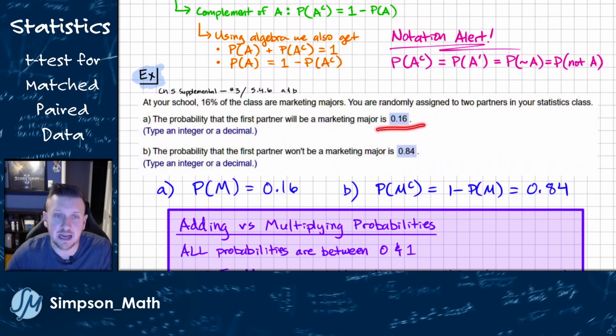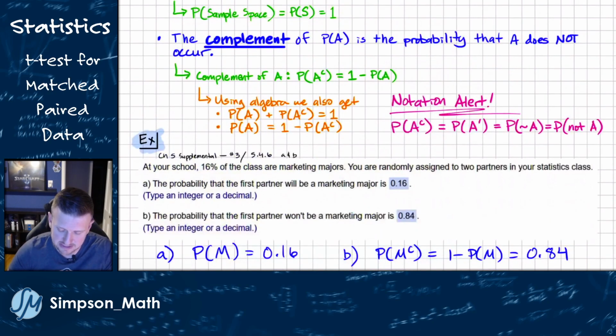So what's the probability that my first partner will be a marketing major? Well, there's a 16% chance that I get a marketing major, so that would be 16%, or 0.16. My directions just say to write it as a decimal. What's the probability that it won't be a marketing major? Well, this is the complement. If there's a 16% chance that they are marketing, then it's 100 minus 16%, or 1 minus 0.16, and we get 0.84.